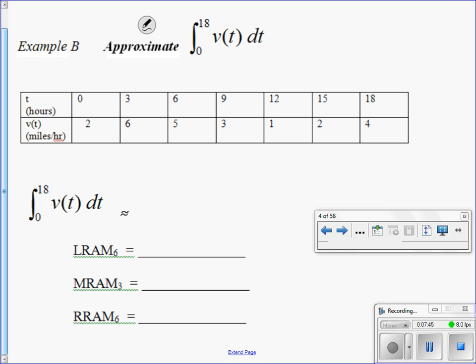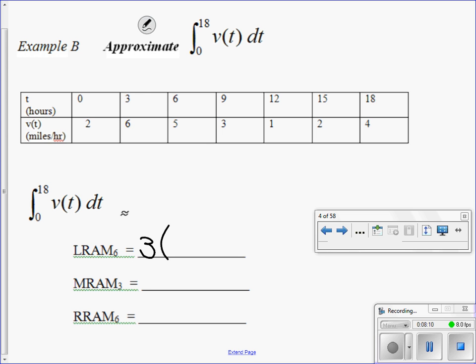18 minus 0 over 6 is 3. And because these are all nice and evenly spaced, we can factor that out and then just multiply that by the sum of the heights. Now the heights of your rectangles, those are your velocity values, your y values. But there are 7 of them, so you have to make sure you choose the correct ones.